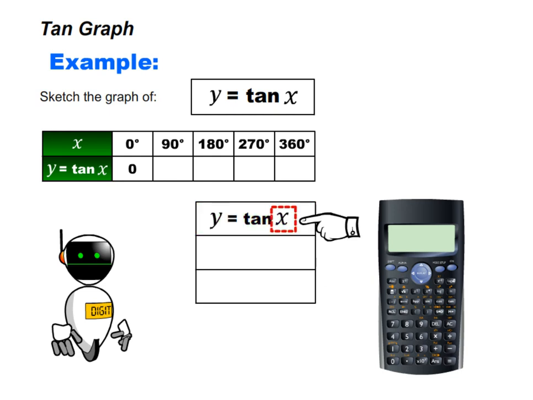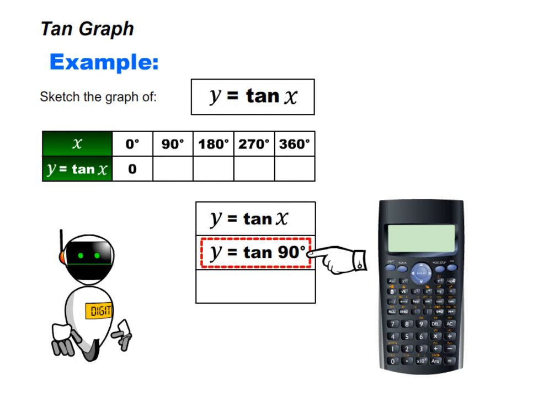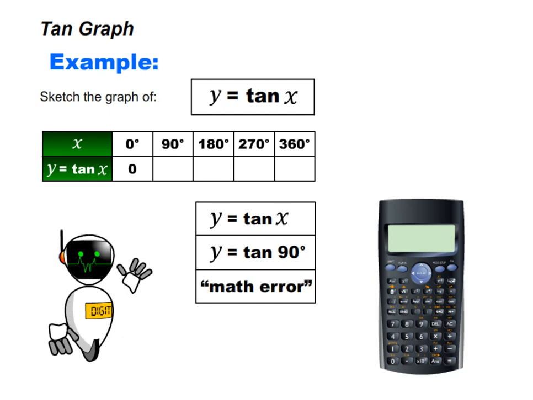In the place of x, let us put 90 degrees. So far we have y is equal to tan 90 degrees. Use a calculator to find the value of tan 90 degrees. What does your calculator say? My calculator says math error. Did I press something wrong?